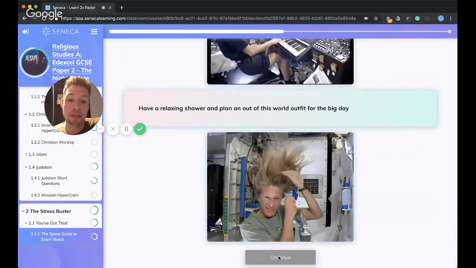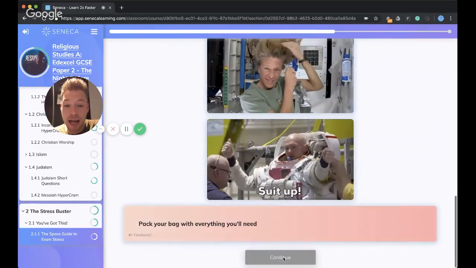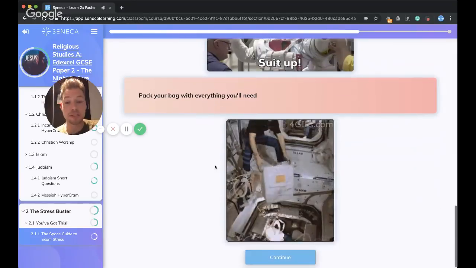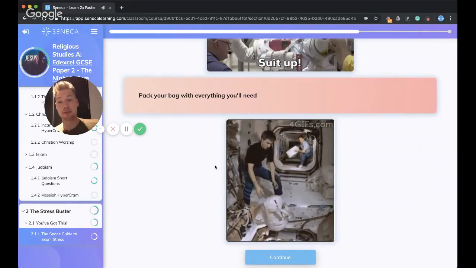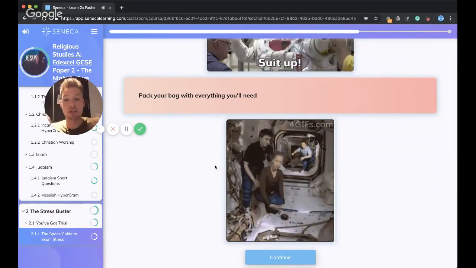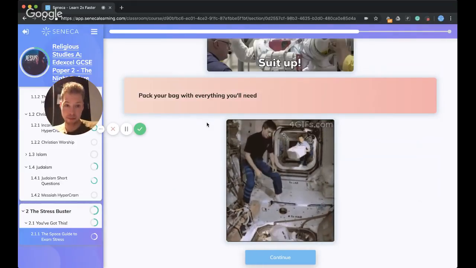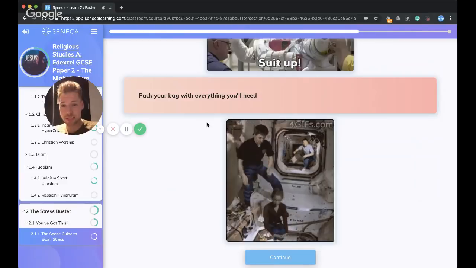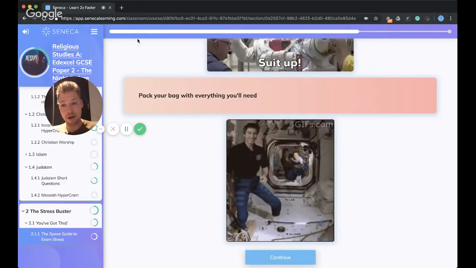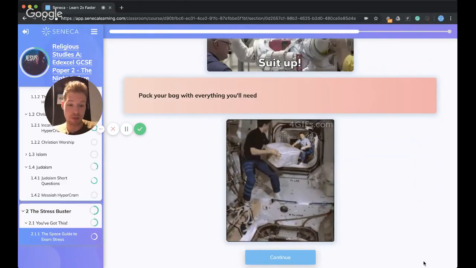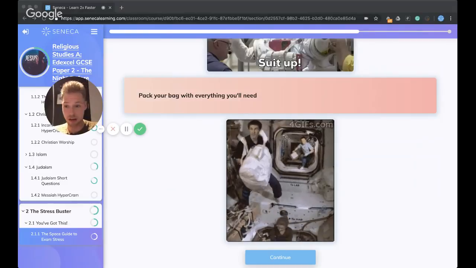So shower, plan an outfit, and pack your bag with everything you'll need. Make sure you've got a bottle of water, all the stationery that you'll need, that kind of stuff. And make sure it's all set up so there's no stress on the morning of the exam. So you can just wake up, shower, get ready, put on your bag and go to that exam hall and kill it. So those are some nice quick little tips for reducing stress during what is unfortunately a stressful time.